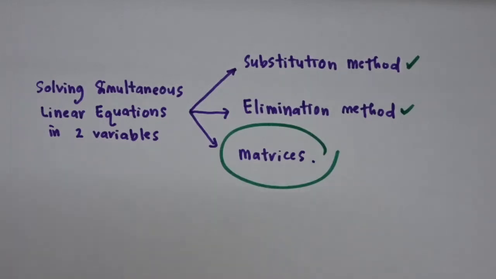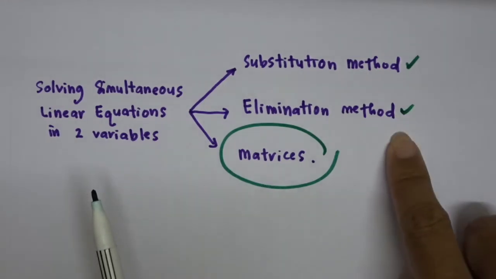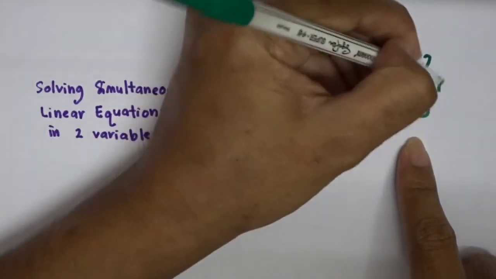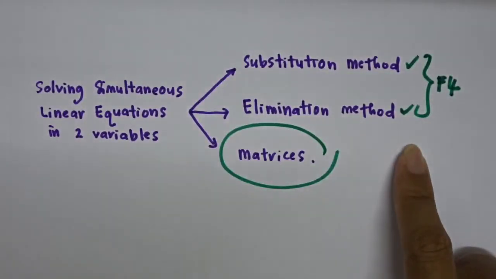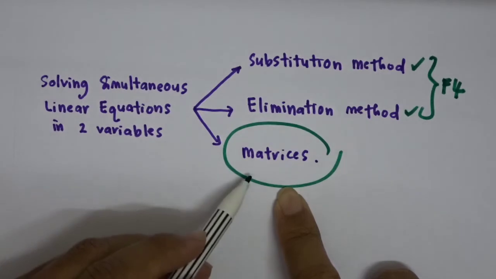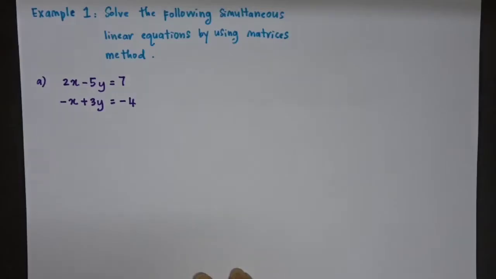Okay, hi everyone. So let's continue our lesson. You know that there are two methods that can be used to solve simultaneous linear equations in two variables, which are the substitution method and the elimination method. These two methods you learned during Form 4. However, there is another method that can be used to solve simultaneous linear equations in two variables, which is by using matrices. Okay, let's look at this example.